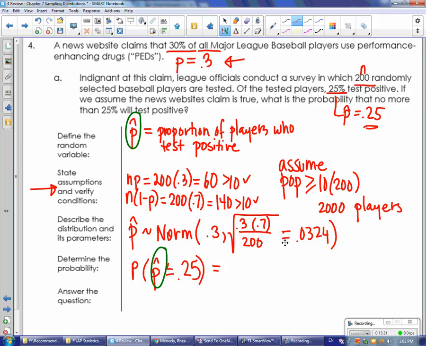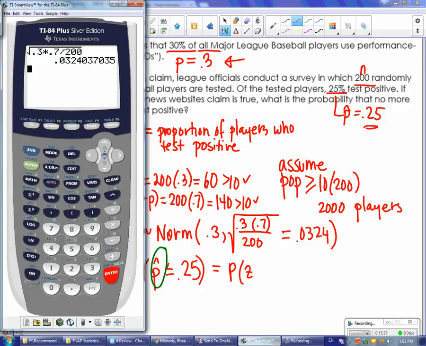Anytime you're using a normal distribution, you must compute the z-score. And so we do the z-score by taking our sample statistic and subtracting the mean and dividing by the standard deviation. So I'm going to hit second enter here so I don't have a rounding error. And I get negative 1.543.